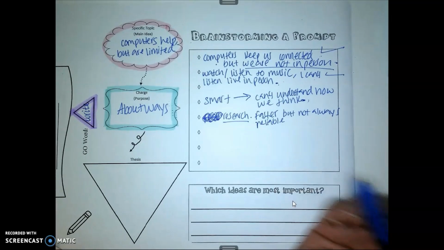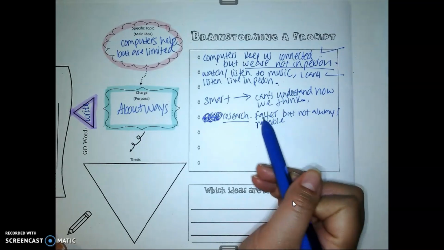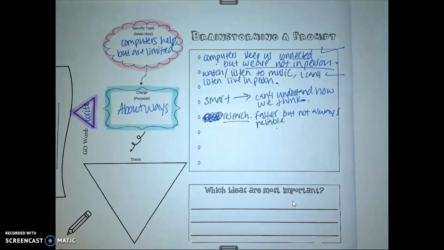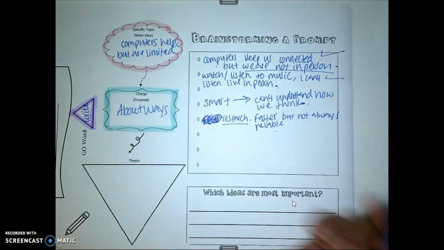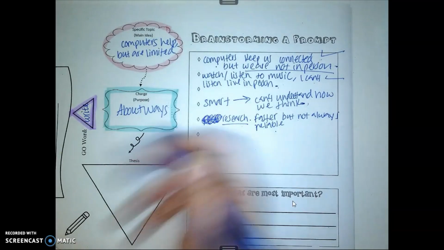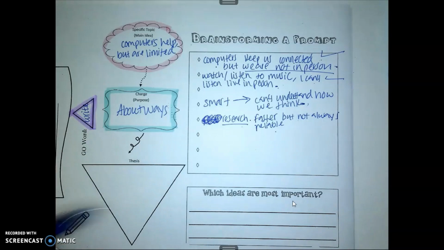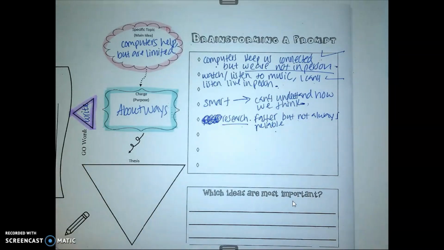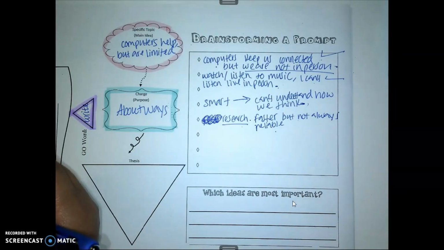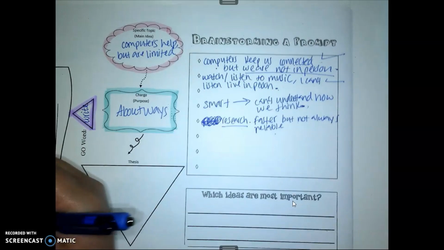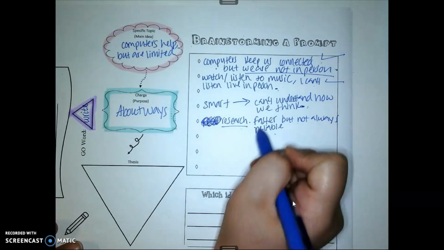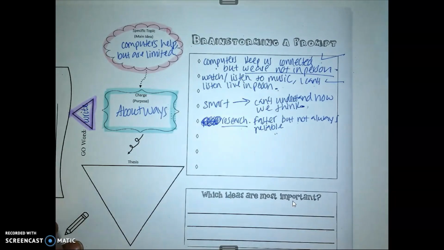Something else that I wrote down was it's faster, but it's not always reliable. Like, the research is faster when you're finding it on the internet, but sometimes it's not always reliable. You always have to check who wrote it, when they wrote it, where does it come from? Is it from a university, someone who is a scientist, or is it somebody who is just writing it at home and they're not really doing research for it? There's nothing to prove that it's correct. So it could be faster, but it's not always reliable.